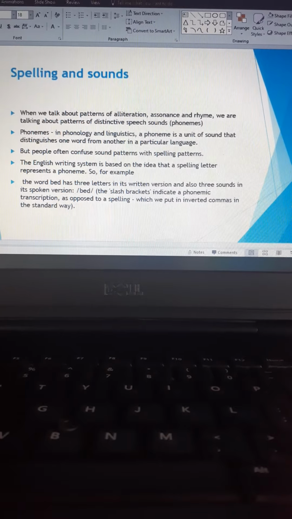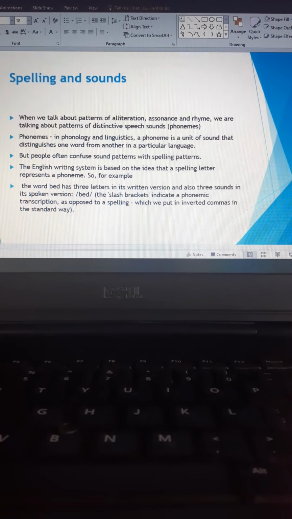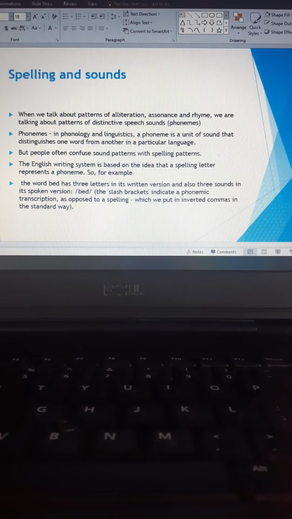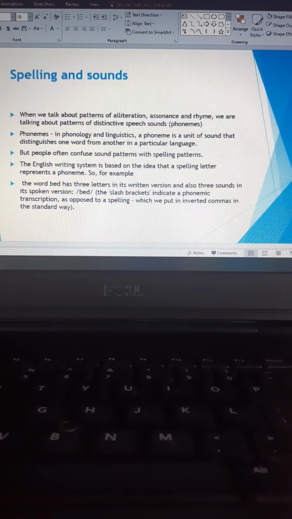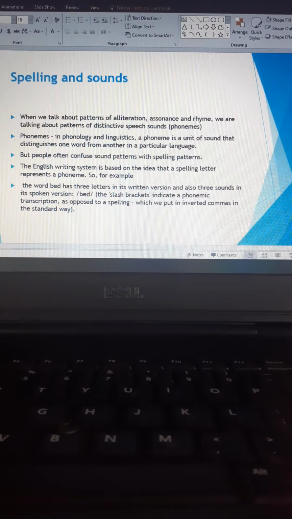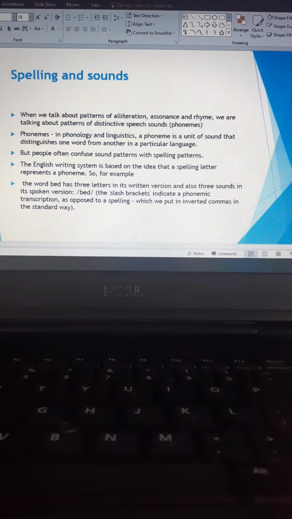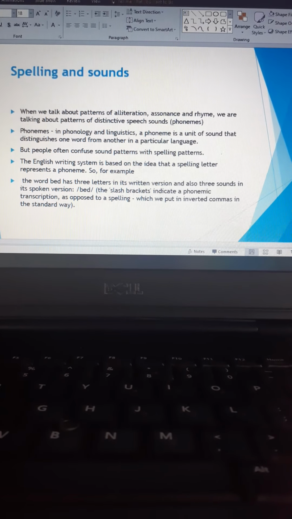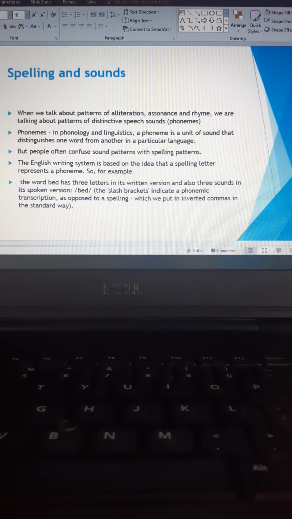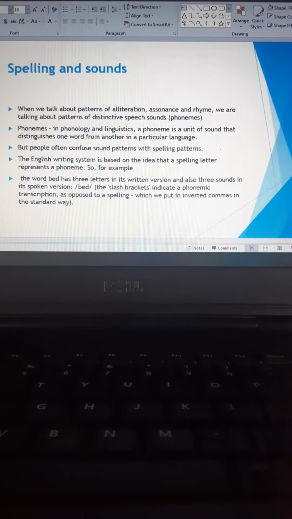The English writing system is based on the idea that a spelling letter represents a phoneme. So for example, the word bed has 3 letters in its written version and also 3 sounds in its spoken version. The slash brackets indicate a phonemic transcription, as opposed to a spelling, for which you put inverted commas in the standard way.